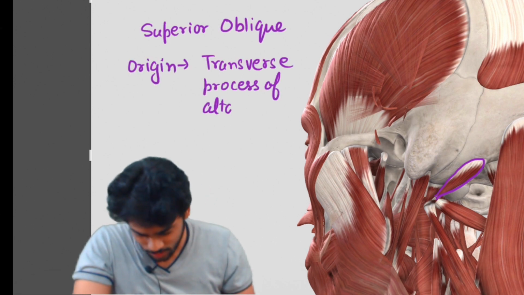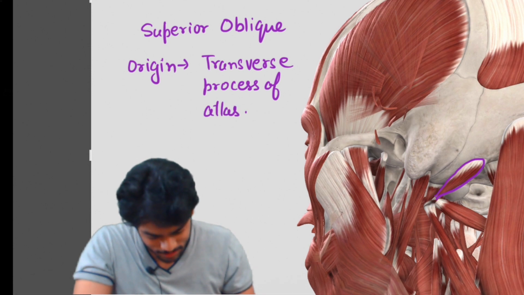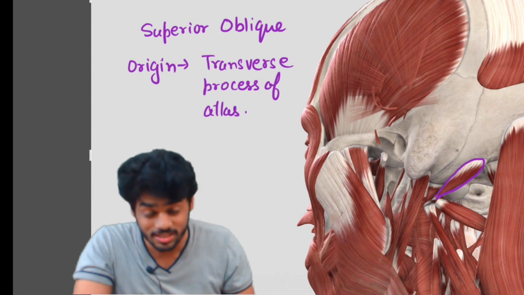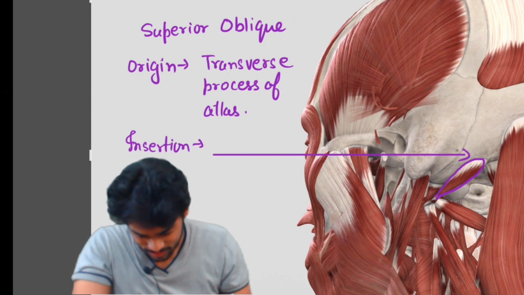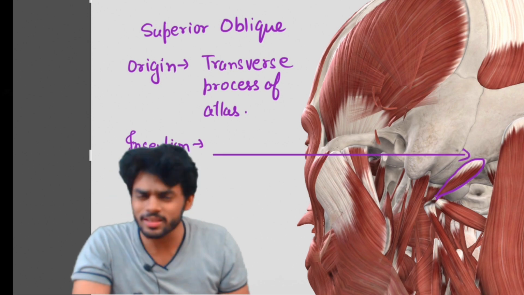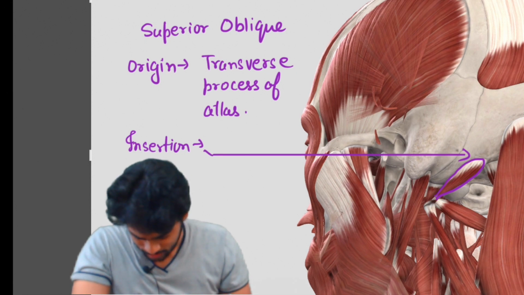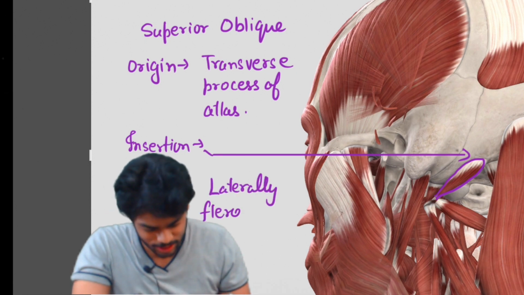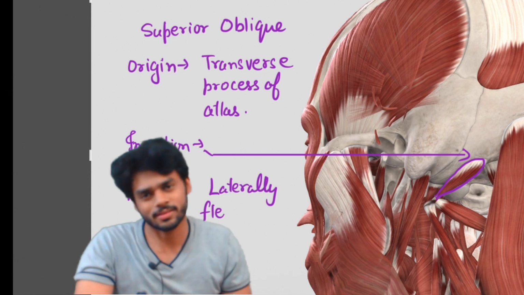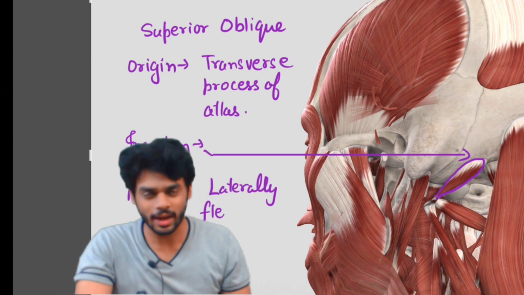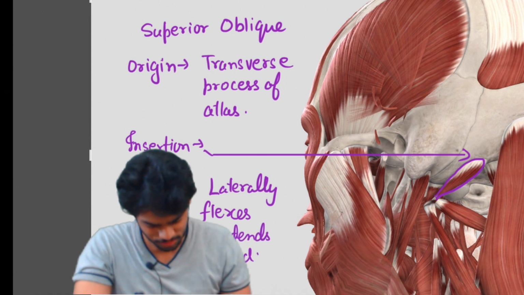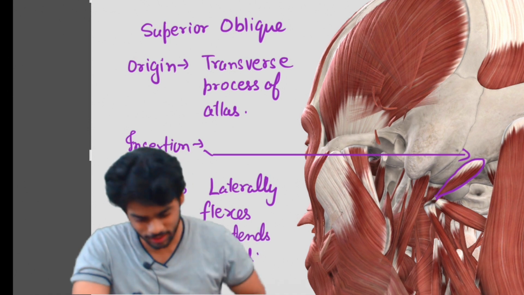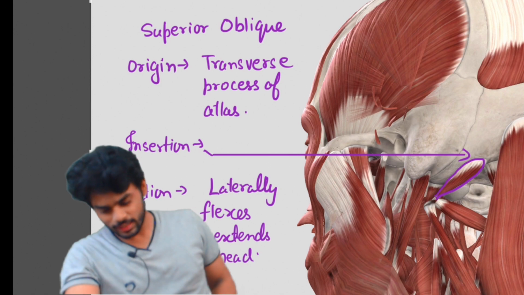Origin is the transverse process of atlas. Please pay attention. Atlas, first cervical vertebra, and insertion is here. Okay. Now what is the action? See here. Laterally flexes and extends the head like this. Laterally flexes and extends the head. Fine. So simple. So here we have the superior oblique muscle.